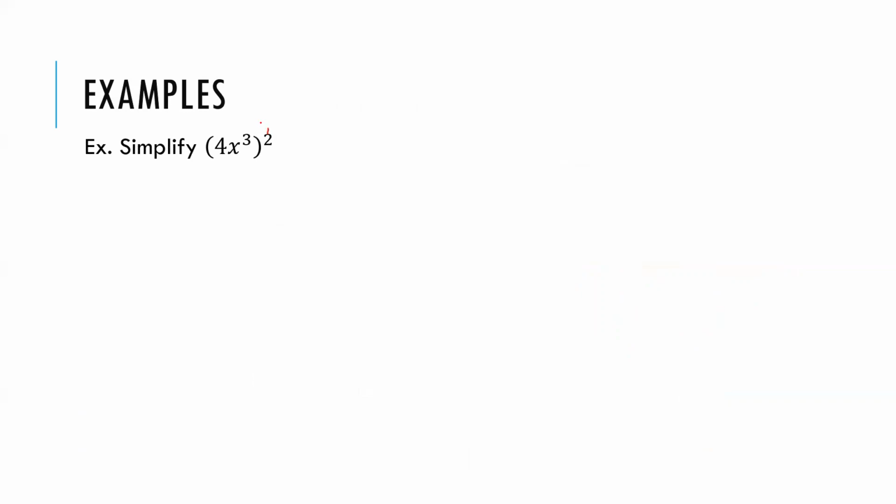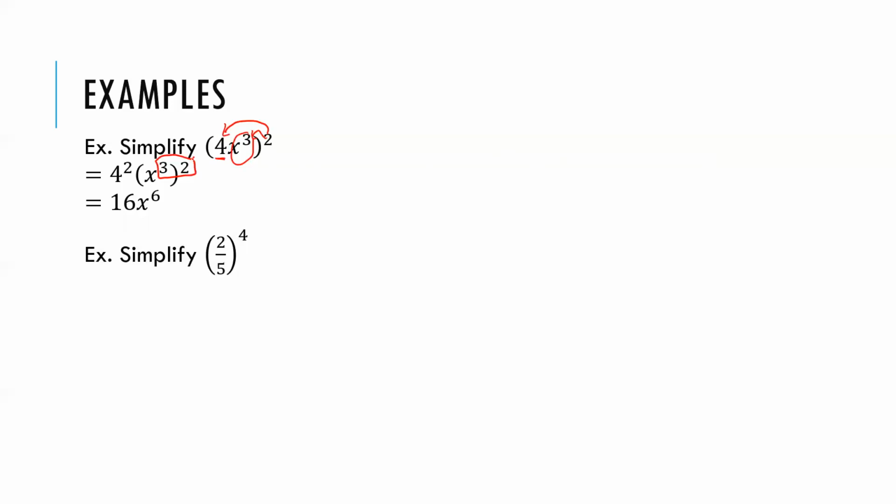If I ask you to simplify this, I have to apply the exponent 2 to the first factor in the product, and then I have to apply it to this power right here, x cubed. And so then I end up getting 4 squared times x cubed squared, and that becomes 4 squared, which is 16, and then x cubed squared is x to the 6, because I simply multiply the two exponents there.